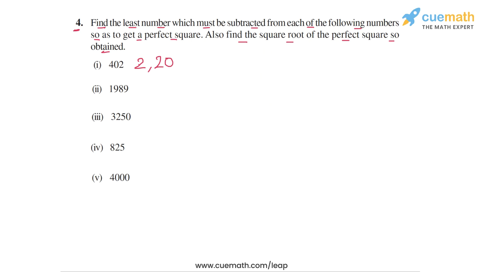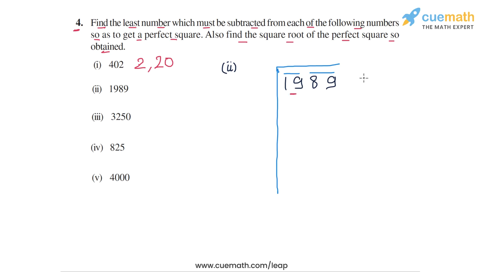Now coming to part 2, the number in part 2 is 1989. So let's apply the division method to this number. So we put a bar over 89 and then we put a bar over 19, and now we can apply the division method. So for the first step, we have to find the largest possible digit whose square is less than or equal to this number under the first bar on the left, which is 19.